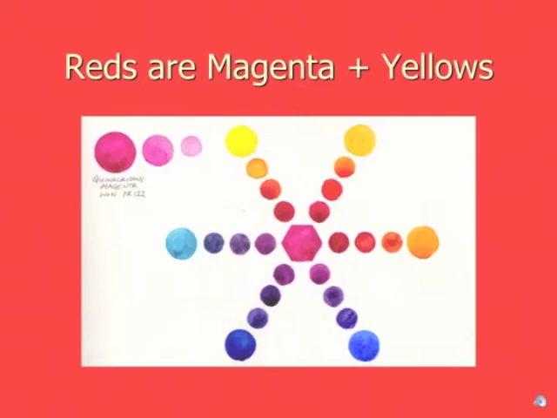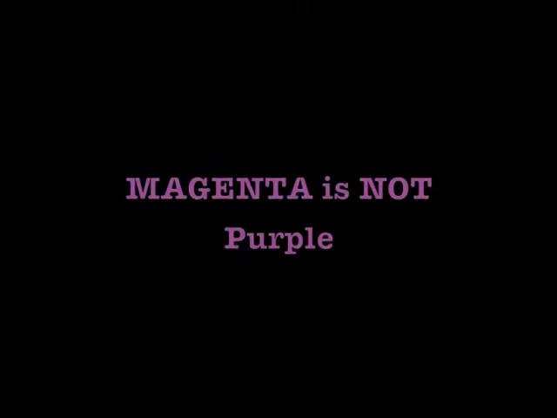Here we have quinacridone magenta, a pigment red 122. It's shown in the center along with 3 yellows that have been mixed with it to make bright reds. If the definition of a primary is that it cannot be mixed, then in this case, red is not a primary. Magenta is also not purple.